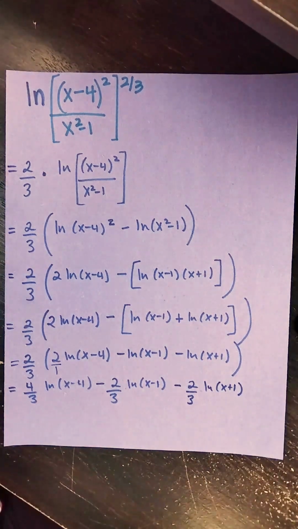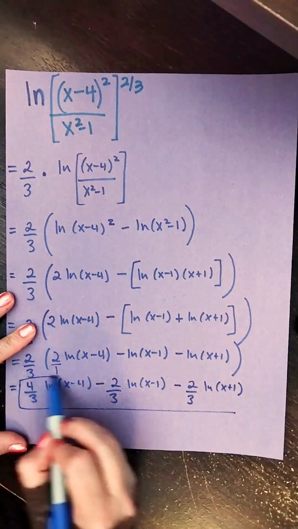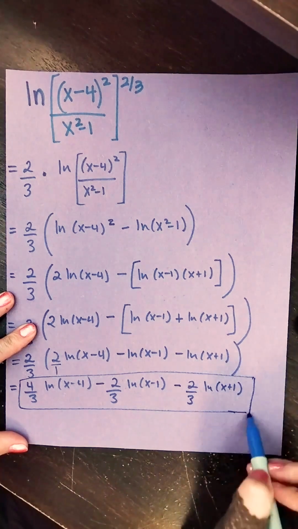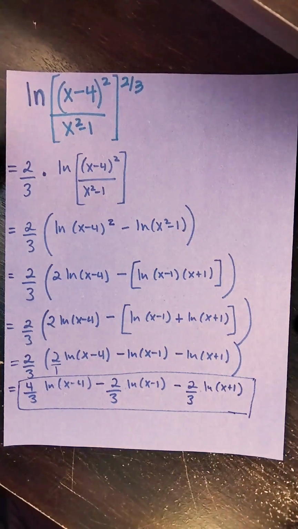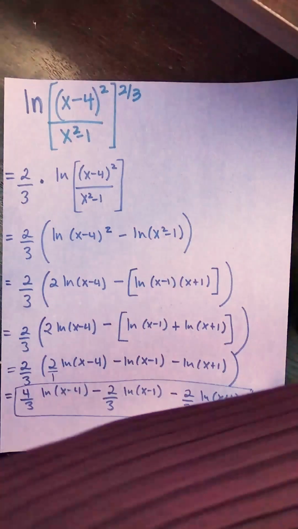Okay, and that is it. This is the expanded form of this logarithmic expression, the natural log of (x minus 4) squared over x squared minus 1, all to the 2/3. So we expanded one. Let's contract one. Let's make one smaller.